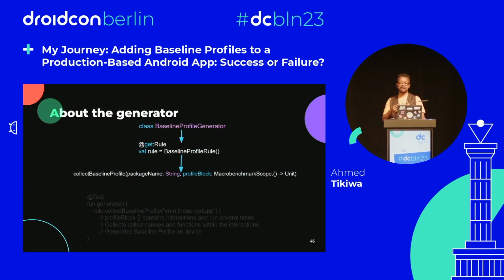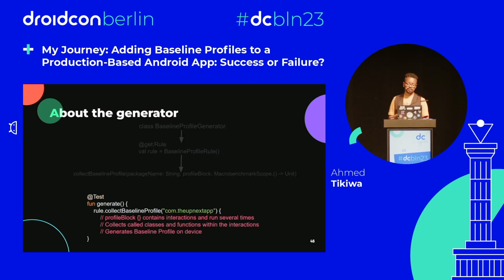And then you're going to have a profile block lambda. It is within this profile block lambda where you're going to specify the different interactions that you want the baseline profiles to be created. The test class contains one method, which is called generate. So this is by default. When it generates for you, it will contain this method called generate, which is a test method.